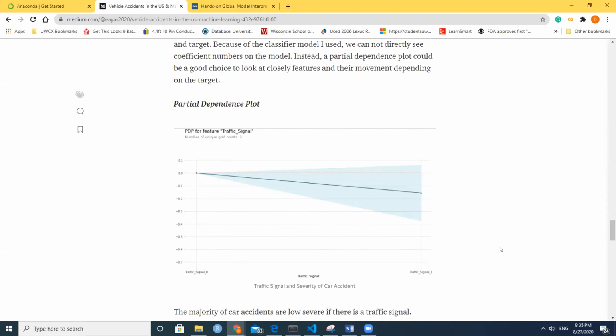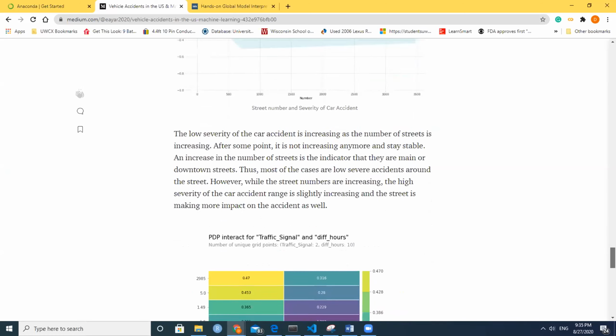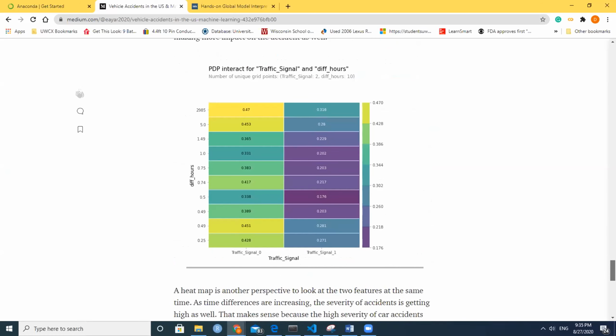Also, I would like to move to the heat map with the traffic signals and hour differences. As you can see, there is an increase in the severity of car accidents if there are no traffic signals here. And also the increase in the number of hours is another factor showing its impact on the severity of car accidents here. Thank you for listening to me. That's it.